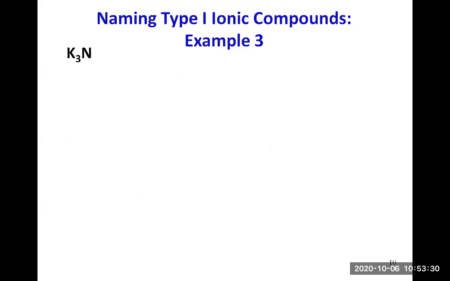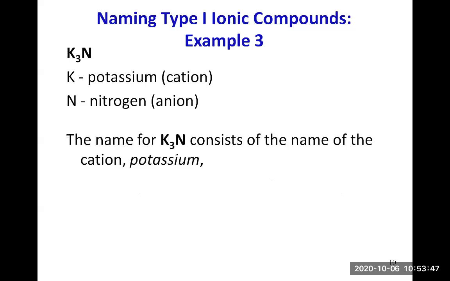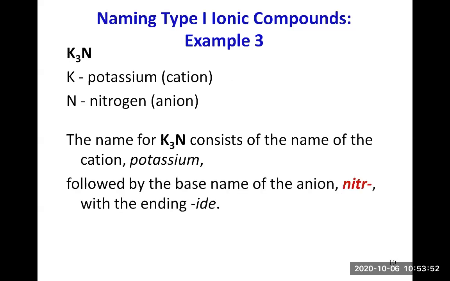Let's go through another example, K3N. K is potassium, that's the metal, so it's the cation. N is nitrogen, that's the non-metal, so it's the anion. The name for K3N consists of the name of the cation, potassium, followed by the base name of the anion, nitr, with the ending "ide". So nitrogen becomes the nitride ion. And so the full name is potassium nitride.